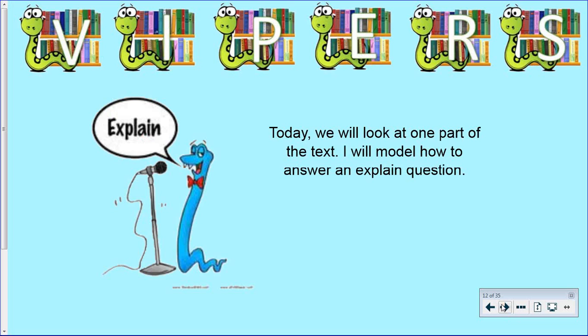V stands for vocabulary. I stands for inference. P stands for predict. E stands for explain. R stands for retrieval. And S stands for summarize or sequence.